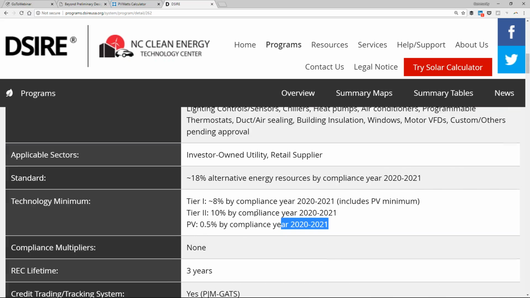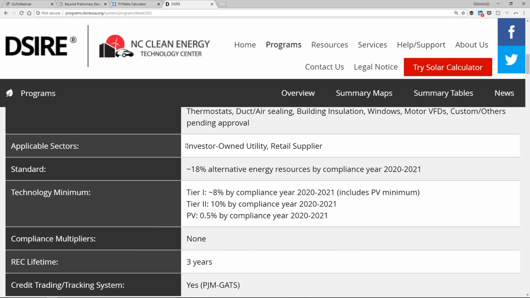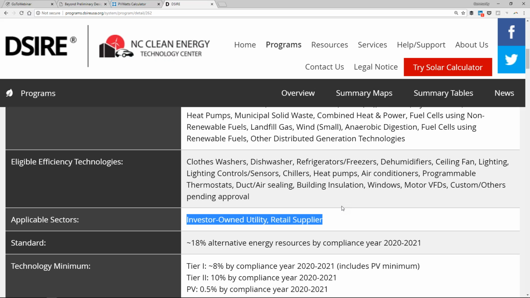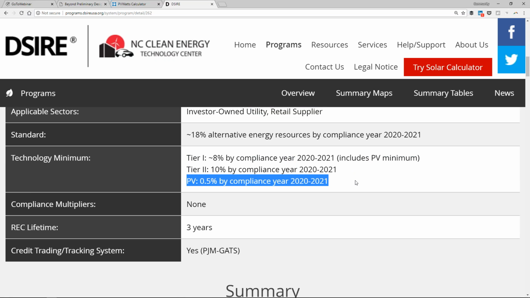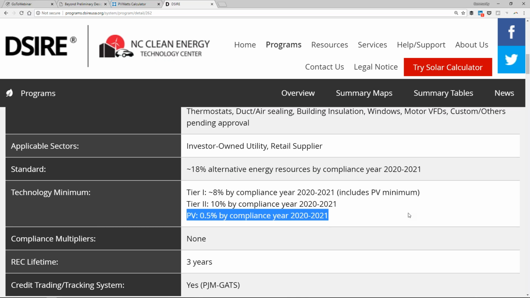But who is this going to apply to? They're applying it to investor-owned utilities and retail suppliers of electricity. Usually when you get those terms, what that means is the co-ops in the state may not be applicable. But in Pennsylvania, investor-owned utilities and retail suppliers of electricity do have to meet some minimum environmental standards, including a solar carve-out. So if you're a utility subject to those approvals, you may have to decide, am I going to build enough solar to meet this? Or am I going to participate in my state's renewable energy credit trading system and buy enough renewable energy credits to make up for it?